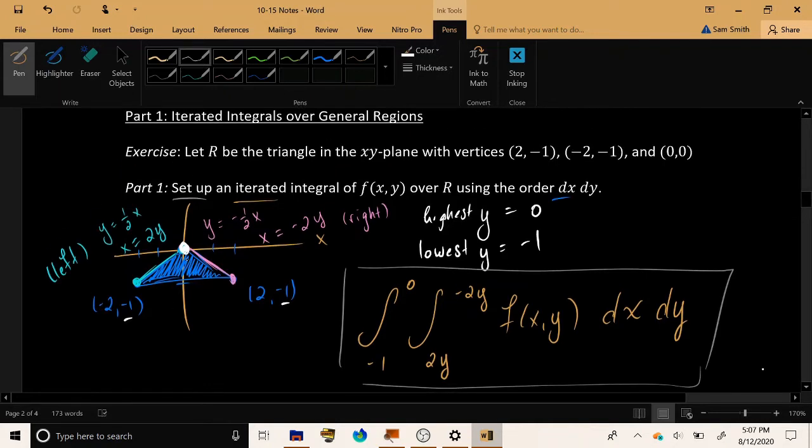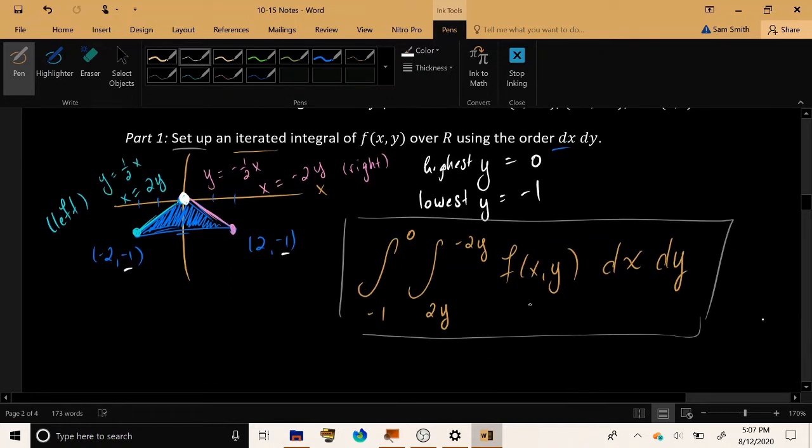Even though I think that for many students, integrating with respect to x first is not very natural, in this instance, integrating with respect to x has the clear advantage because it only required you to set up a single iterated integral to capture the behavior of the entire region.